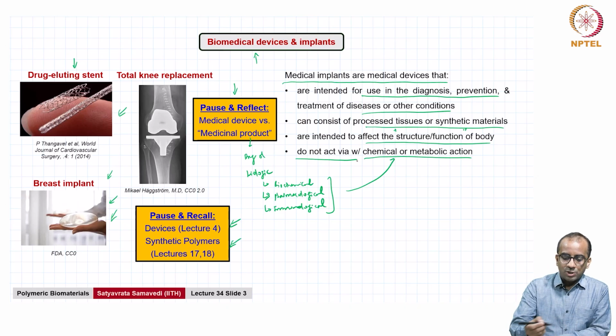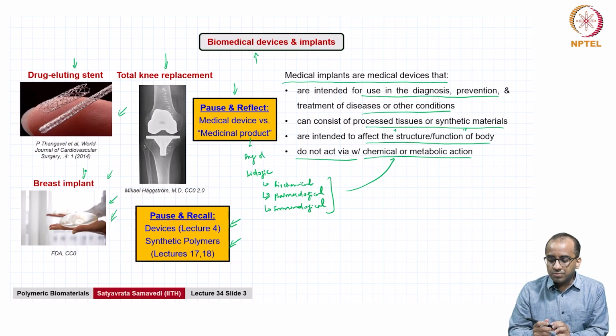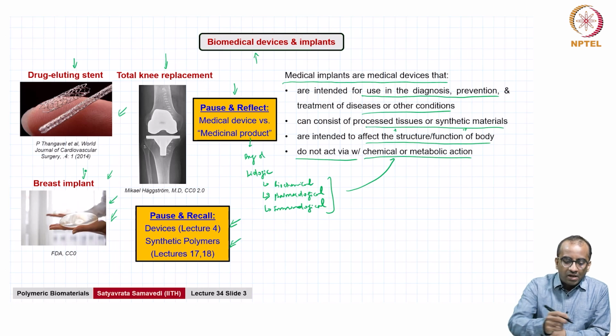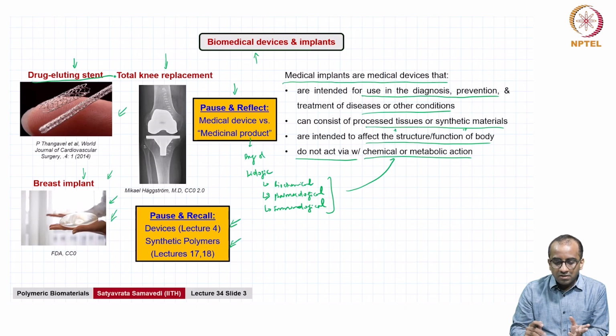Now you can see from this perspective, the total knee replacement and the breast implant fit these definitions, where largely they are serving a mechanical or a physical function, and they serve to affect or enhance the structure and function of various body parts. But the drug-eluting stent is an interesting case in point, because we have listed it broadly under the category of medical devices, and yet you see that there is a drug involved. So it turns out that the primary intent of the drug-eluting stent is that of a medical device, with the drug serving a secondary function.